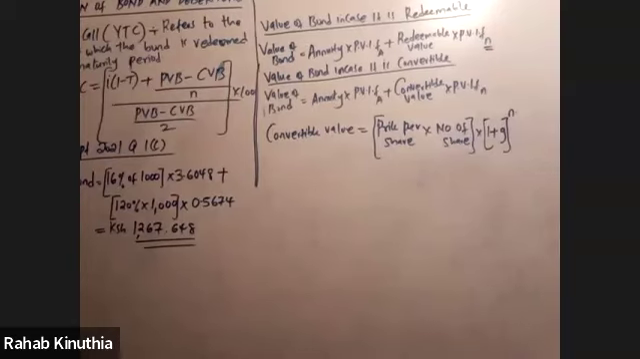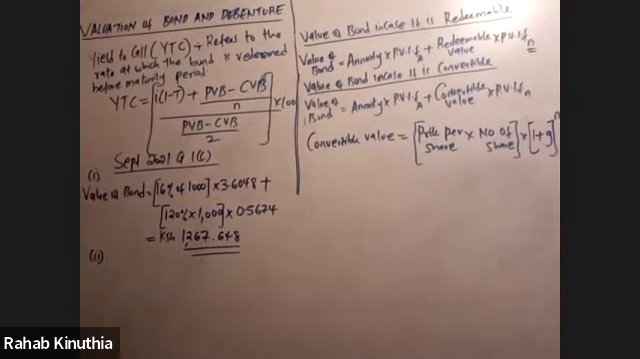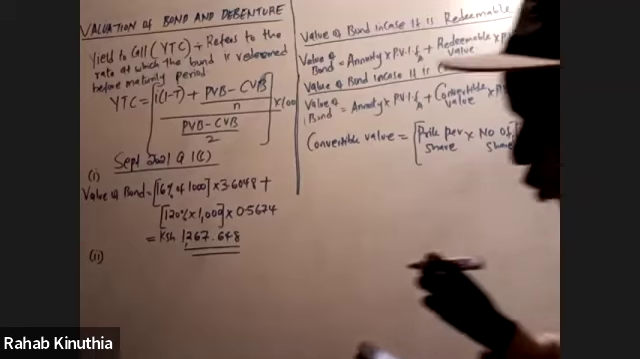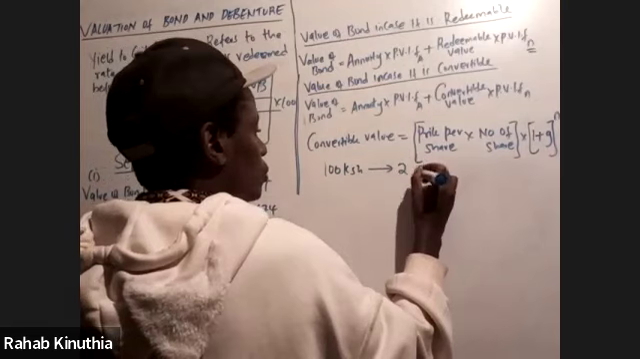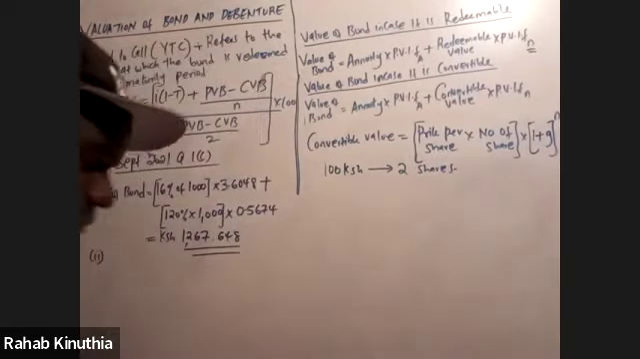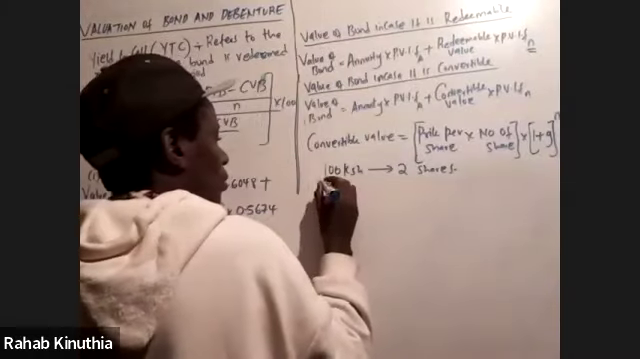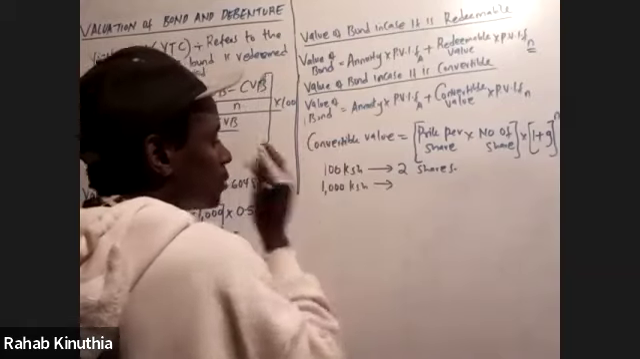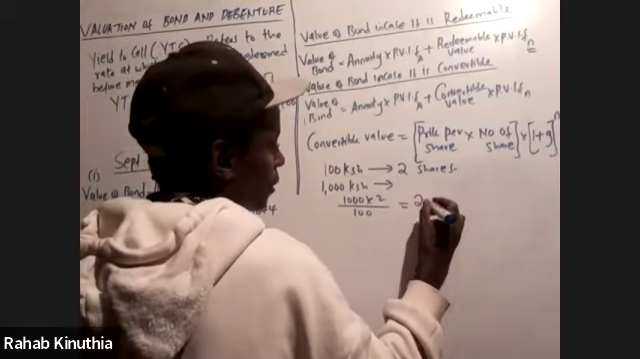So let's try. Now let us read the question again. At which rate? For every 100 Kenya shillings, they shall exchange how many shares? 2 shares. Which value shall we use to convert? We use the par value. The par value was 1,000. So what will be the number of shares? It will be 1,000 times 2 divided by 100. So number of shares is 20 shares.